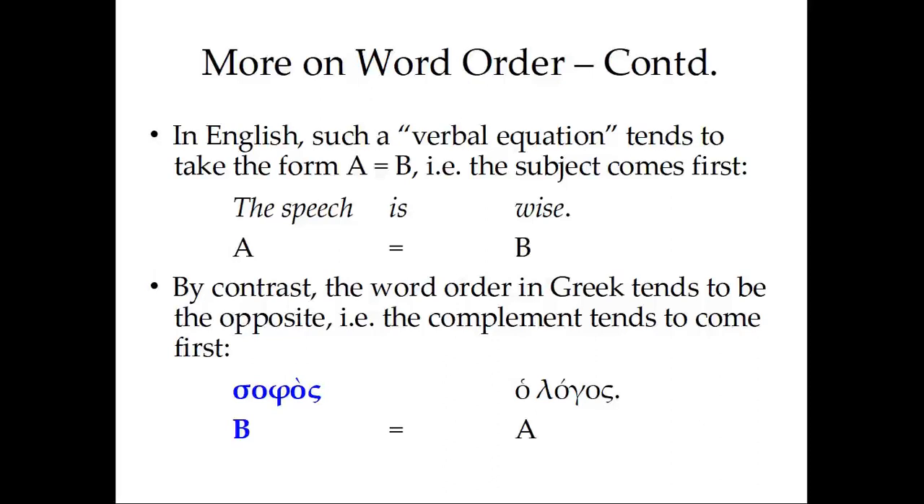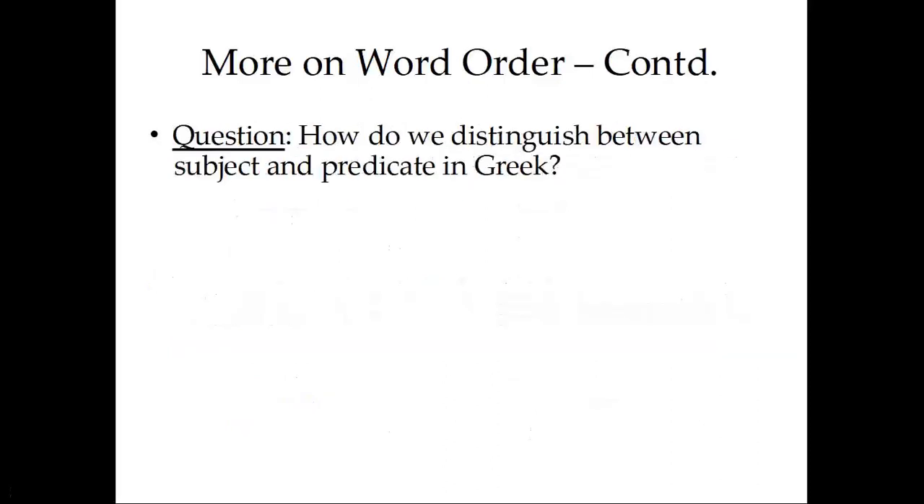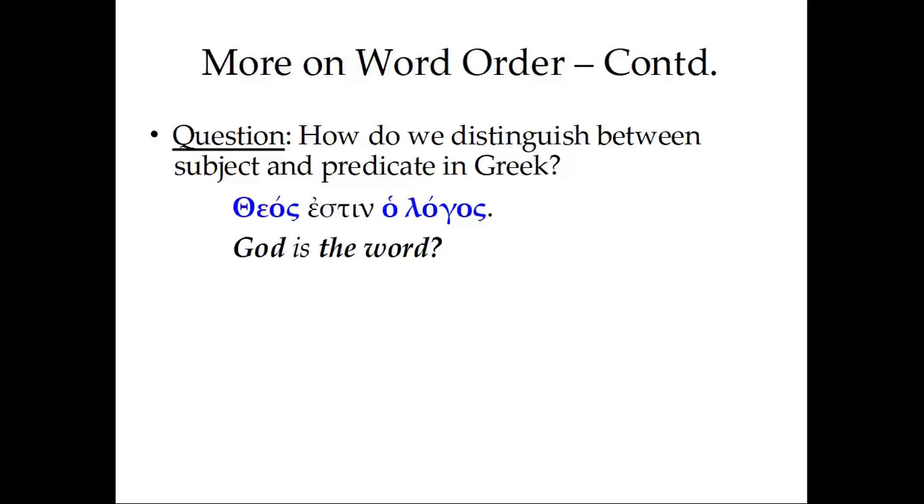So, if the adjective is just moving all over the place, and it could be the subject, it could be the complement, how do we know the difference? How do we distinguish between subject and predicate in Greek? Between subject and complement, really, is the term I wanted. Theos estin ho logos. Theos, of course, the word for God. Estin is the word, is he, she, or it is, and logos is the word or speech or reason. Does this mean God is the word? Or does this mean the word is God?